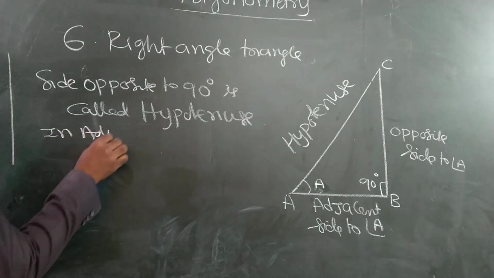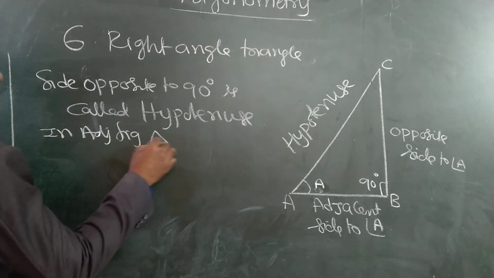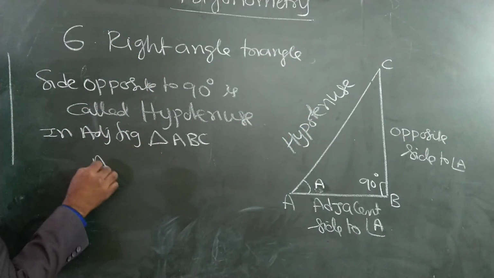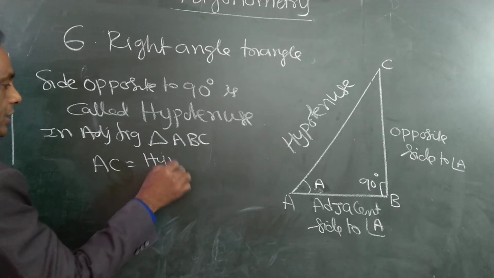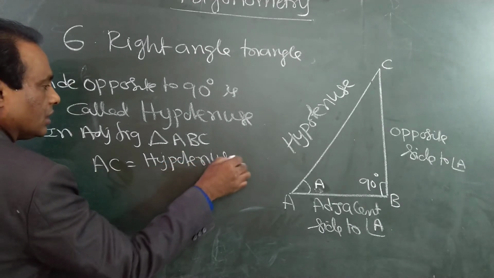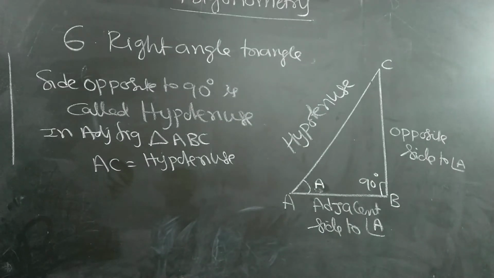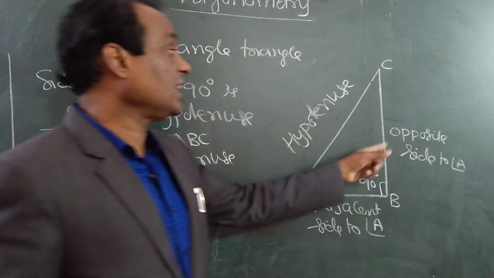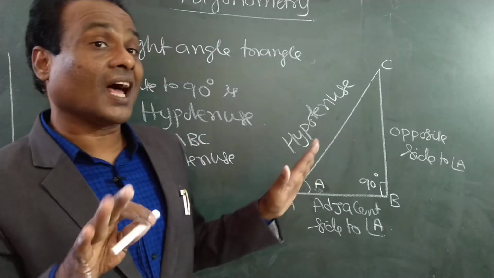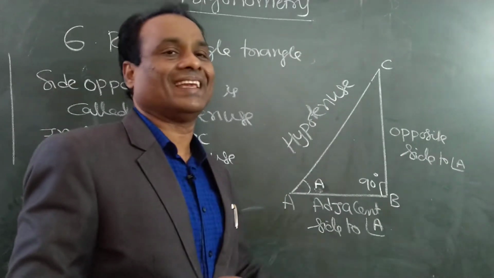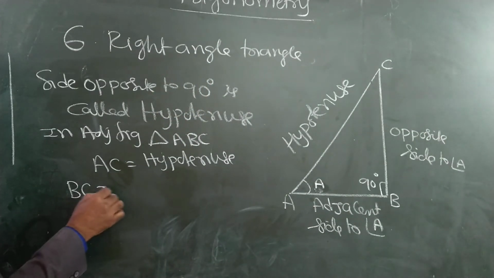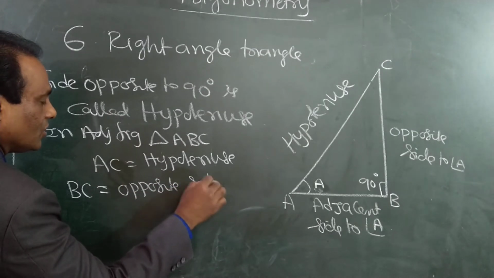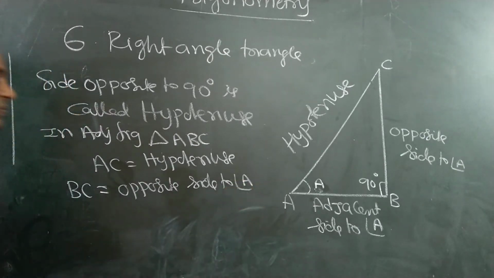In the adjacent figure, triangle ABC, which is the hypotenuse? AC is the hypotenuse. Write down: AC is equal to hypotenuse. What is BC? BC is called the opposite side, not just a general opposite side, but the opposite side of angle A. Write down: BC is equal to the opposite side to angle A.